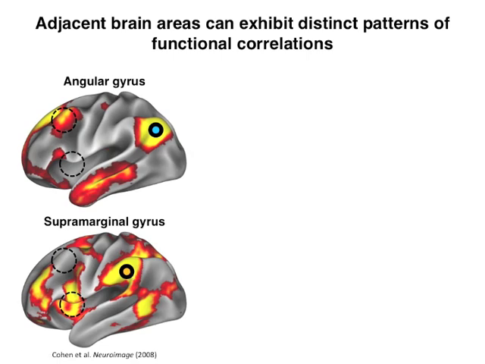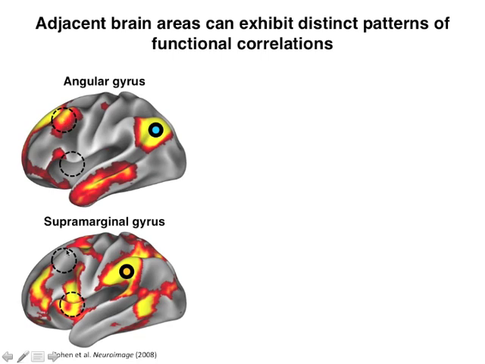The region in angular gyrus is largely correlated with regions of the default network, including the middle frontal gyrus and the lateral inferior temporal cortex. In contrast, the supramarginal region is correlated with the anterior insula and inferior frontal gyrus and the superior parietal lobe. But it's not correlated with regions that the angular gyrus is correlated with, and I've highlighted one of them in the circles here and here.